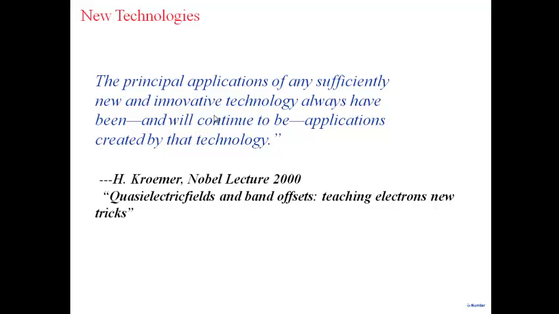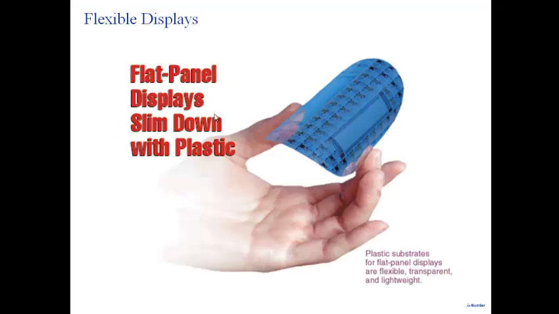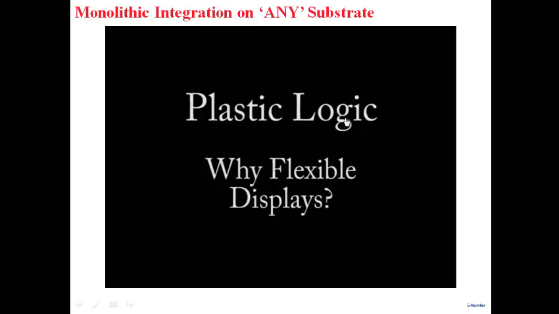Some of the things that people have been talking about are, for example, a flexible display that you see here, made on plastic, and this will give you a better view of the advantages. So this is why flexible displays. Well, let's see this video.